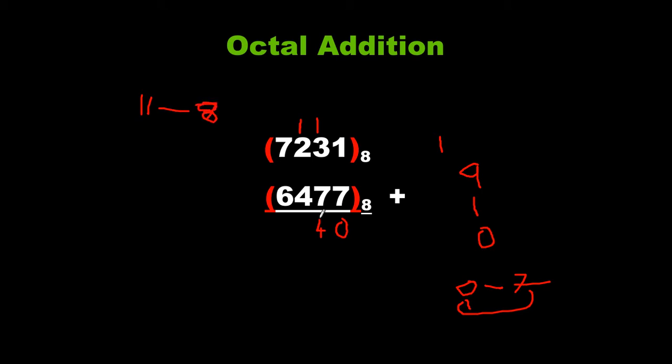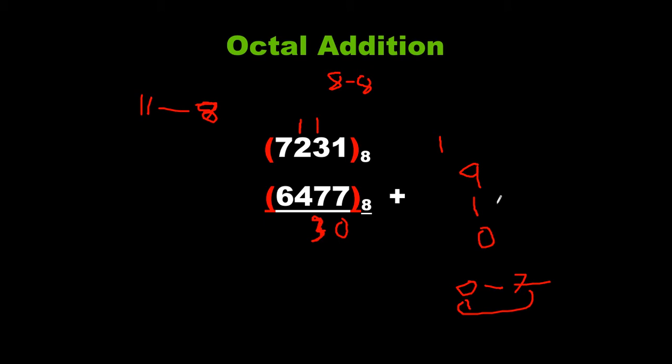This is 8. 8 is 0. So 8 minus 8 is 0, and I have this 8 as overflow. So here I have 11. 11 minus 8 is 3, and here is the 8. So now here I have 1 and 2 is 3, and 4 is 7. 7 is an octal number.